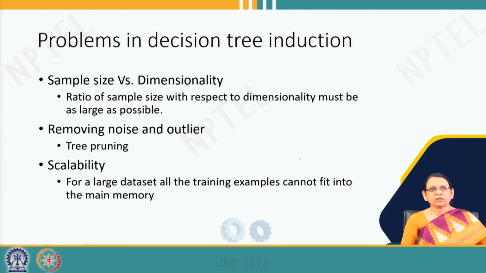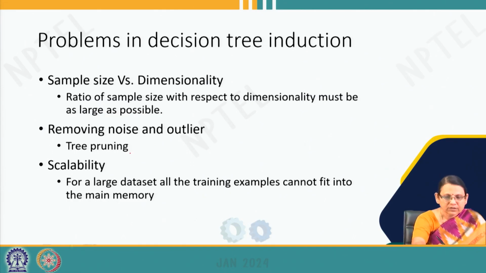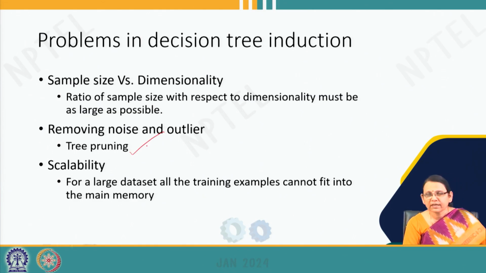Okay. So, now what are the problems in decision tree induction? If the dimensions are very high and sample size is low, then you are not going to get a good tree. Typically, the ratio of the sample size with respect to dimensionality must be as large as possible. If there are noises, outliers and so on, you may also get erroneous results. So, in that context, you need to carry out something called tree pruning that we are going to see shortly.